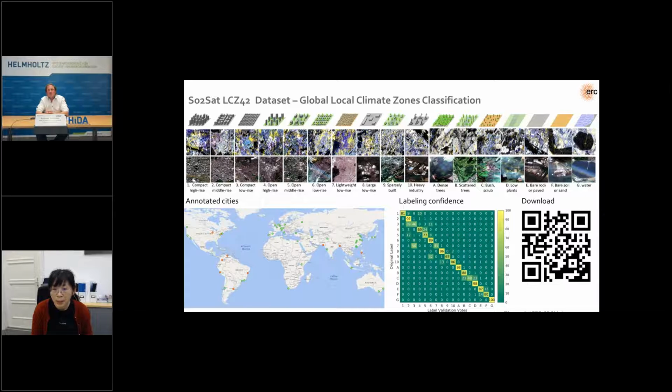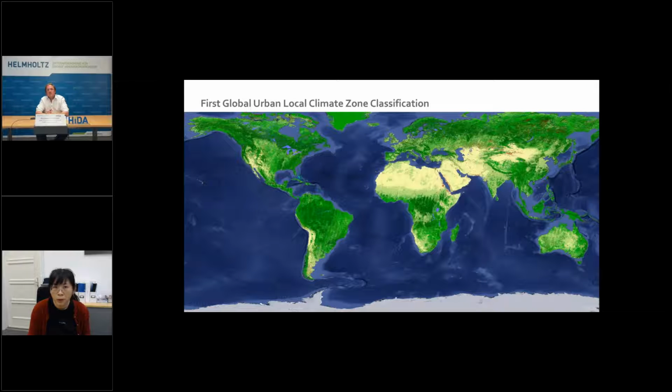And of course, in order to do a global mapping of such a thing, we need training data. Therefore, we selected 42 cities across the globe. We did a manual labeling of the 17 classes. In order to provide the confidence of how good the annotations were, we also gave a vote to each label, letting 10 experts give independent opinions, and finally ended up with label confidence metrics. And with this data and with a convolutional recurrent network, we can get the first global urban local climate zones classification.